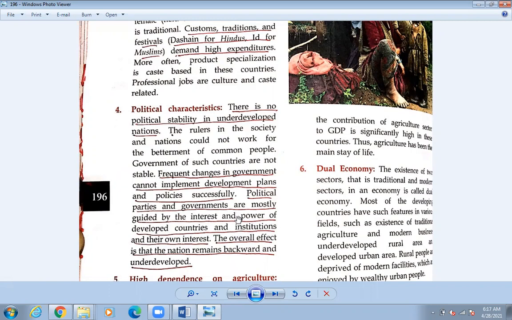Okay, so in America there is a stable government for 5 years. So Modi government, so they are stable. Okay, nowadays India is developing very rapidly because of the stable government. Okay, so the political parties and the governments are mostly guided by the interest and the power of the developed countries. Okay, so they are ruled by the other countries.